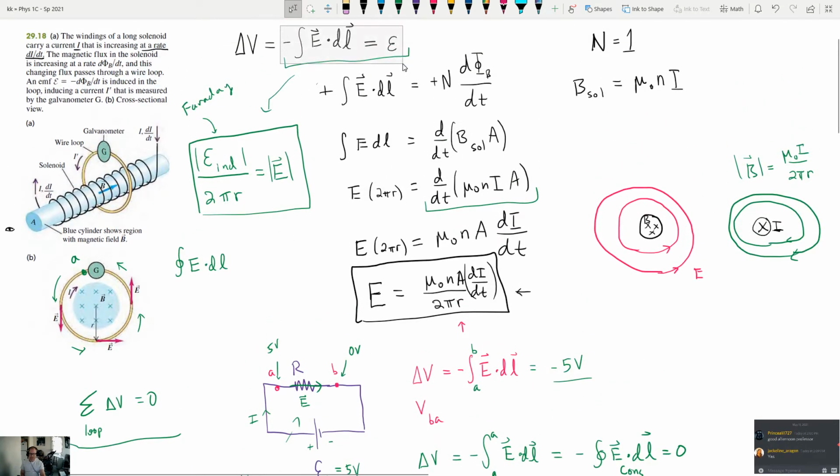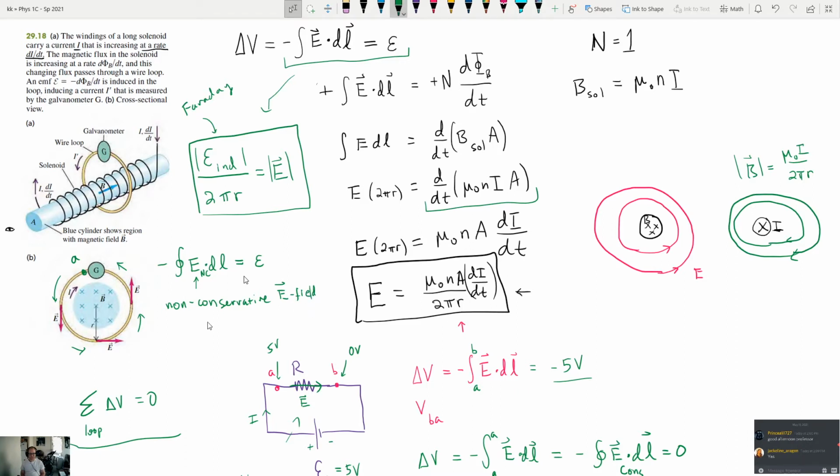Here, when we do the integral around E dot dl, we now get an answer that's equal to E, the EMF. So this electric field here is what's called a non-conservative electric field. I'm going to write NC down here. So it's a non-conservative electric field.